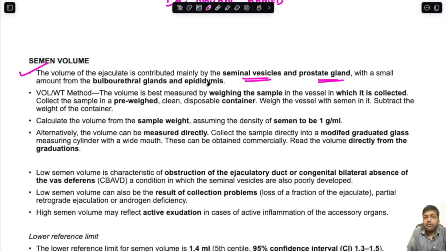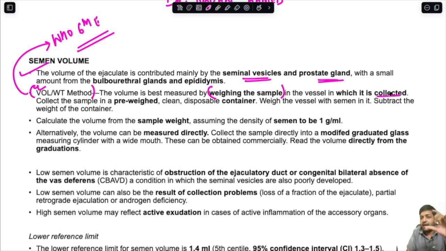Now, the best, most important and most accurate way of measuring the semen volume is the volume by weight method, and this method has been emphasized by the WHO 6th edition semen analysis manual. They highly recommend going for the volume by weight method. Here, the volume is best measured by weighing the sample in the vessel in which it is collected, that is the container. And remember, as I already told you at the time of sample collection, that container has to be pre-weighed.